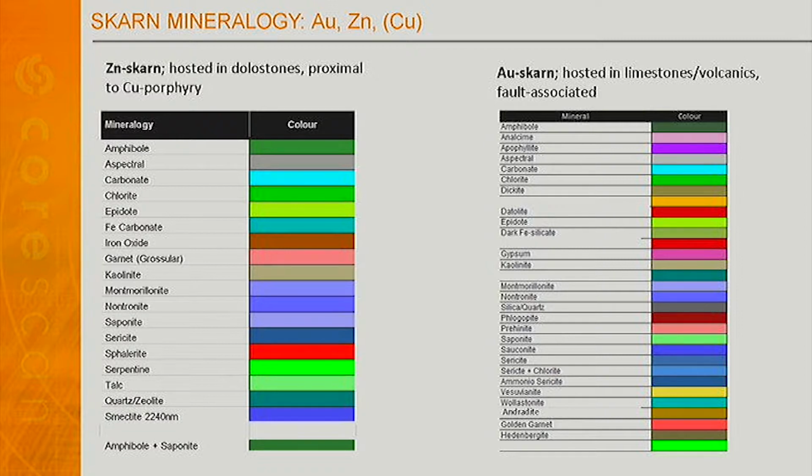And then the zinc skarn is quite proximal to a big copper porphyry. So different, and you can see some differences here, but we'll talk about the varying mineralogies that we've seen between the two. There's a lot of overlap, but depending on the host rock, which in the case of the zinc skarn has a lot more dolomite, you're going to see a lot more magnesium minerals coming out versus the more iron-rich minerals that we see in the gold skarn.